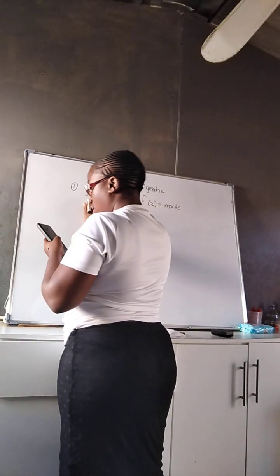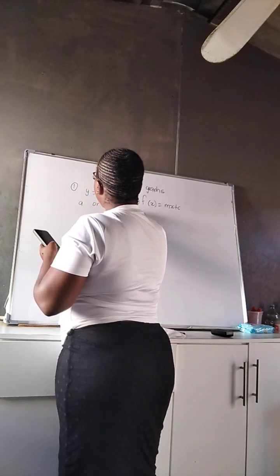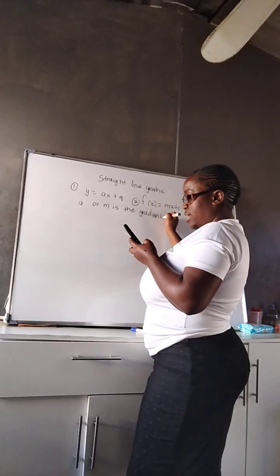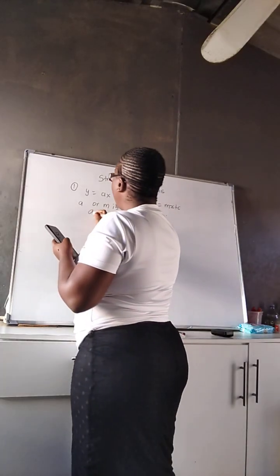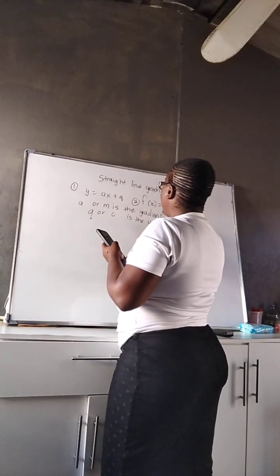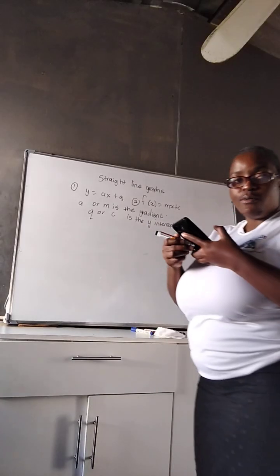Right. So in this case, a or m is the gradient, right? So this is the gradient. And then q or c is the y-intercept. So what is the gradient or the y-intercept?